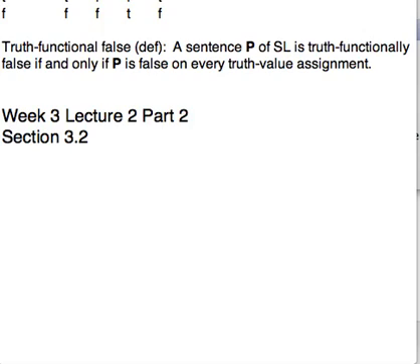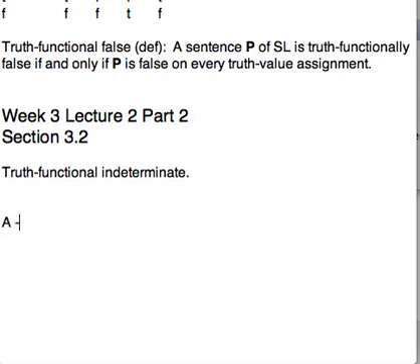Okay, in the last lesson, we covered truth functional truth and truth functional falsity. Here we're going to cover the case where a sentence is truth functionally indeterminate. So let's look at an example.